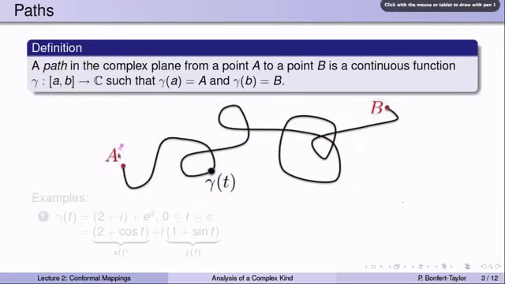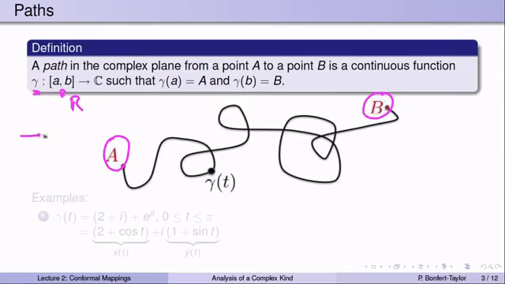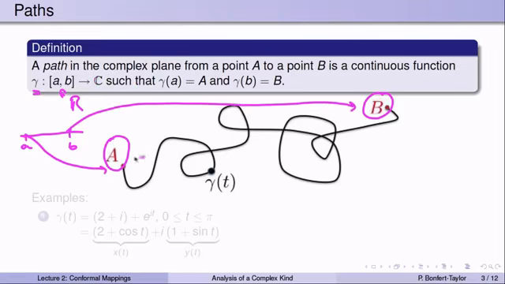A path in the complex plane from a point A to a point B is a continuous function gamma that lives in an interval. This is an interval on the real line. So, an interval from a to b. So a continuous function from this interval into the complex plane, such that gamma of a is A, and gamma of b is B. It's a continuous function, and so between A and B, you'll find the image of this interval as some kind of continuous, non-interrupted path. So here I drew a point gamma of t, for example.